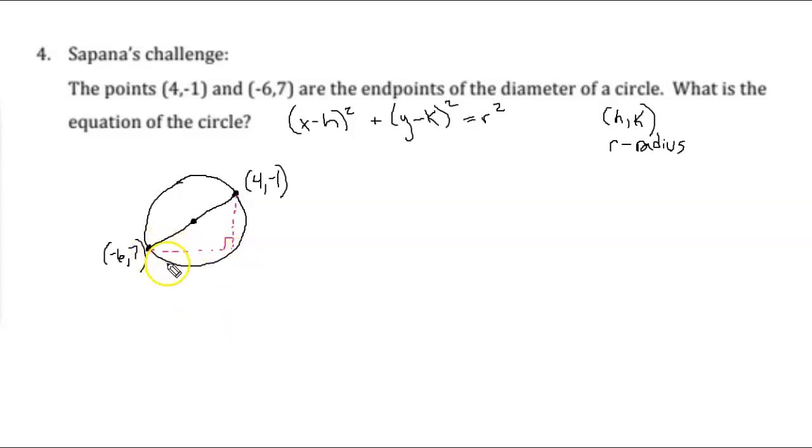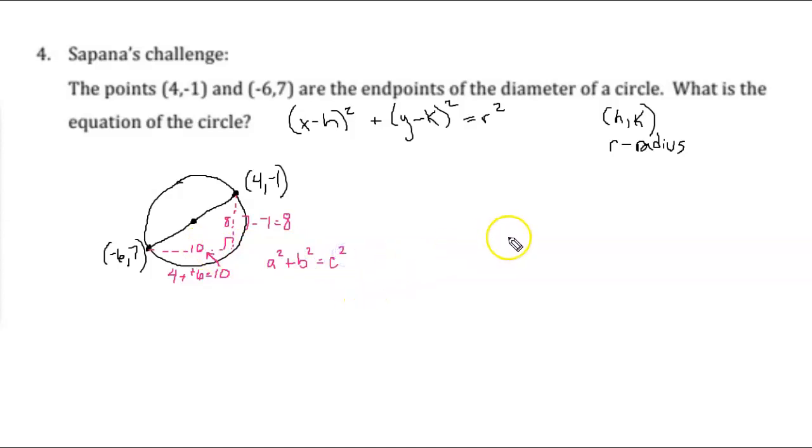To find this distance, we just have to know the difference between the x's. So 4 minus -6 means that this side must be 10. And to find the distance of this side, we just have to find the difference of the y values. So 7 minus -1 is equal to 8. So this side of the triangle is 10, this side of the triangle is 8, and I can just do the Pythagorean theorem to figure out what that distance is. So it is just a² + b² = c².